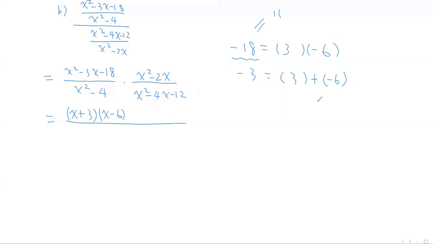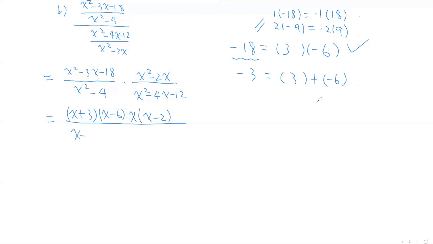You have 1 times negative 18 or negative 1 times 18. None of them works. Or 2 times negative 9 or negative 2 times 9. None of them works until we get this one. This is the right one, right? Okay, then the second numerator, x is the greatest common factor. So you have x times x minus 2. The bottom is a difference of two squares, right?